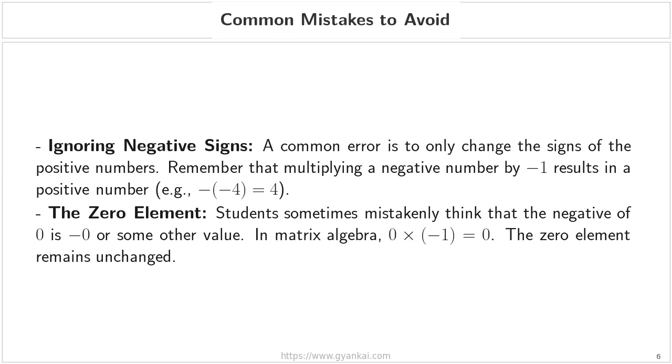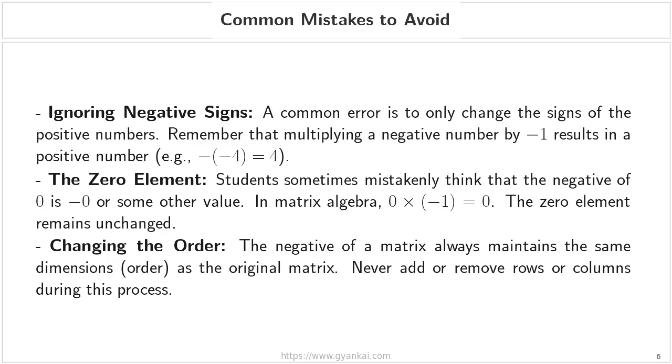Next, let's address the 0 element. You might be tempted to think that the negative of 0 is -0 or some other value. However, in matrix algebra, 0 multiplied by -1 is still 0. Therefore, any 0 element in your original matrix remains exactly as it is in the negative matrix.